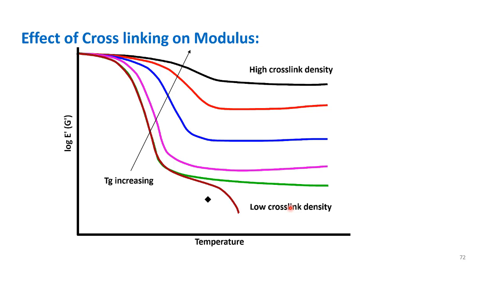So here you can see at low density the Tg was less. Then as we increase the cross-linking density, the Tg will be increasing and it is becoming very broad at high cross-linking density.